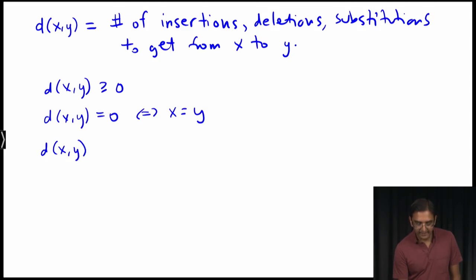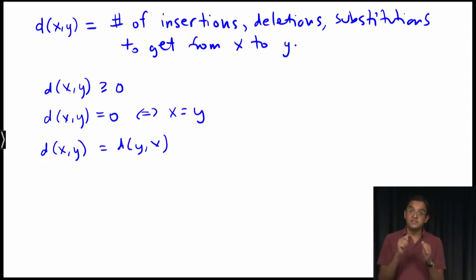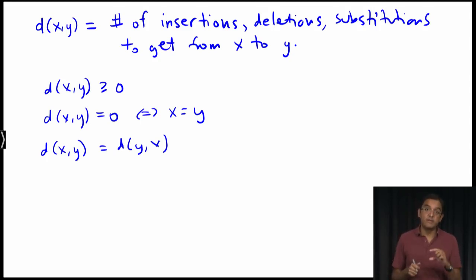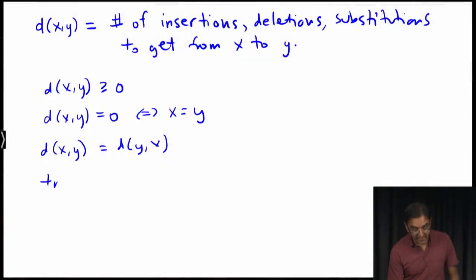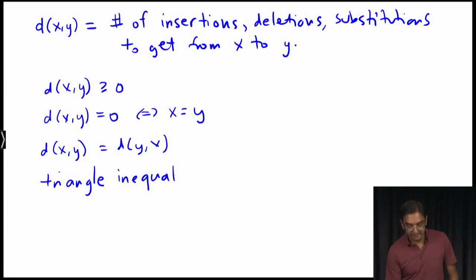Is it symmetric? Is the number of steps to go from x to y, the number of insertions, deletions, and substitutions to go from x to y, the same as to go from y to x? Yes, it is, because a deletion is the reverse operation of an insertion. Okay? And finally, does it satisfy the triangle inequality? It does, and that's something you can also convince yourself.